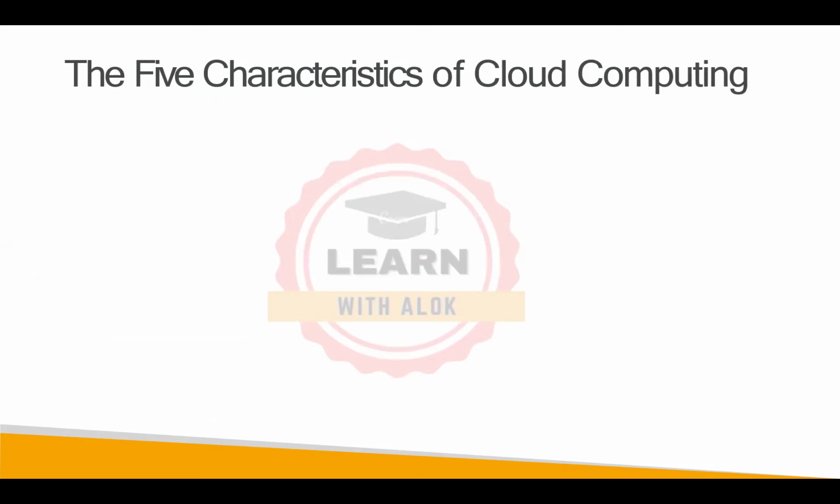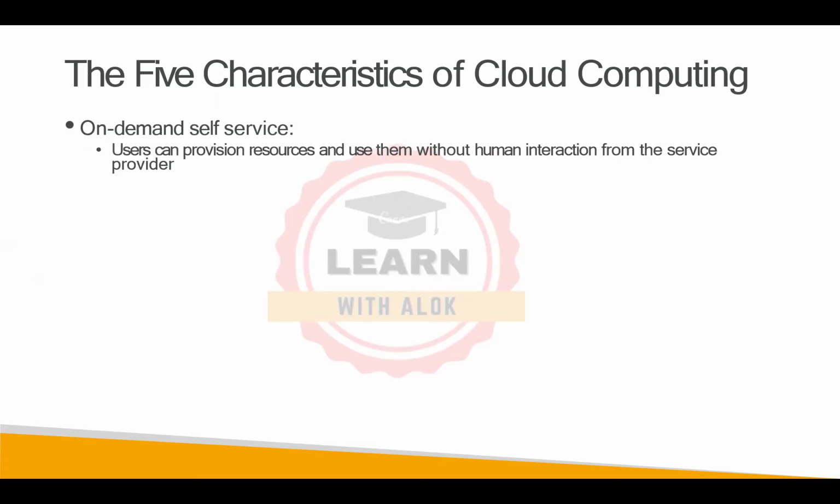Now let's see the five characteristics of cloud computing. First, you have on-demand self-service. You can anytime go to AWS, create your account, and start creating and using resources. So it's on-demand self-service. The user can provision resources and use them without human interaction from the service provider. You don't need anyone from AWS. You can go and create and use the resources, as we have seen in some previous video.